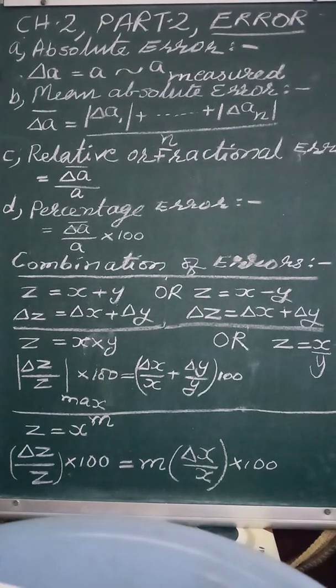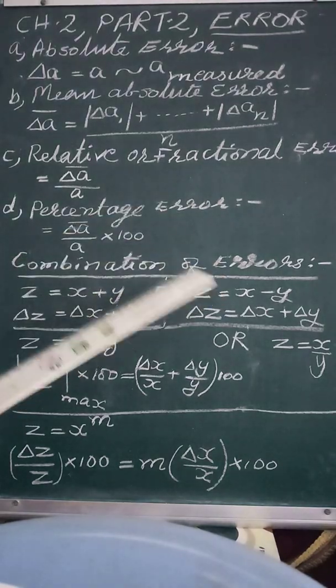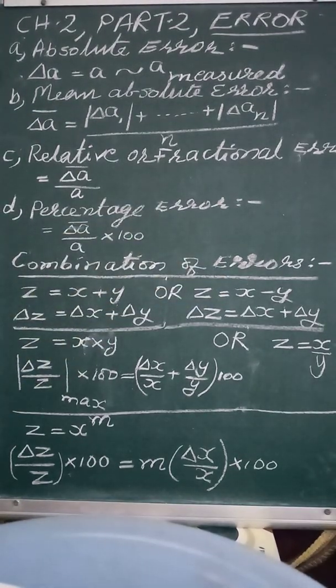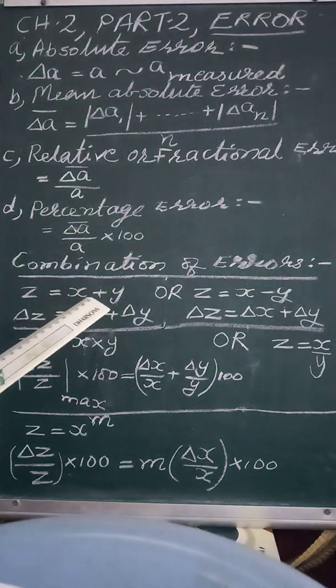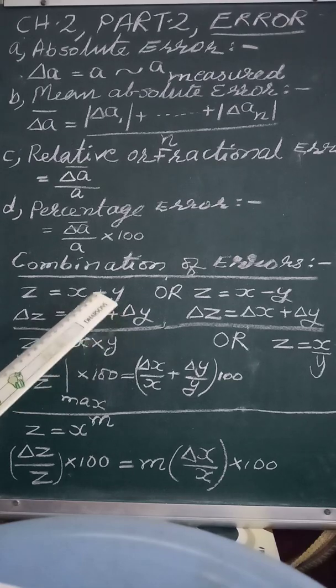Yes, next we come to combination of errors. Suppose we are doing some mathematical operations like addition, subtraction, multiplication, division, or taking the power. In that case, the error in the final result depends upon, here I have written, combination of errors. So the error in the final result depends upon the error in the individual measurements, and it also depends upon the nature of the mathematical operation.